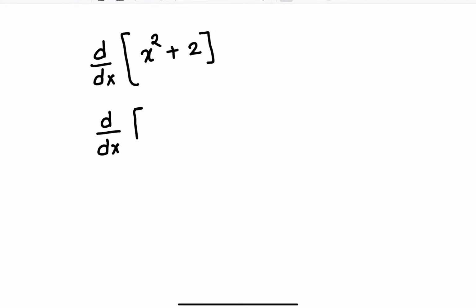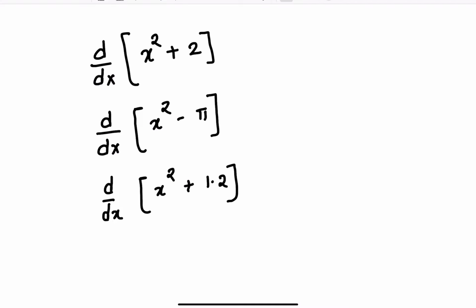What I want to do is write down d by dx, the derivative of x squared plus 2. Derivative of x squared minus pi. Why not? D by dx of x squared plus 1.2.